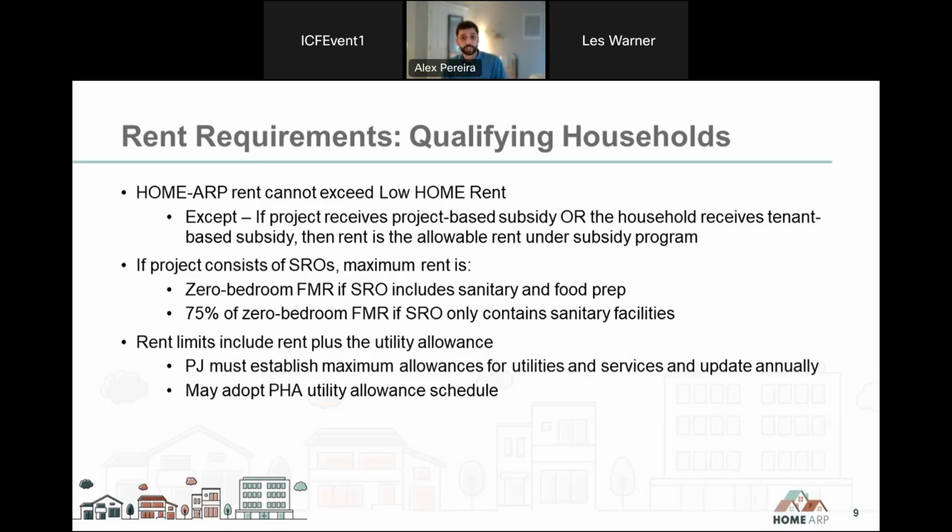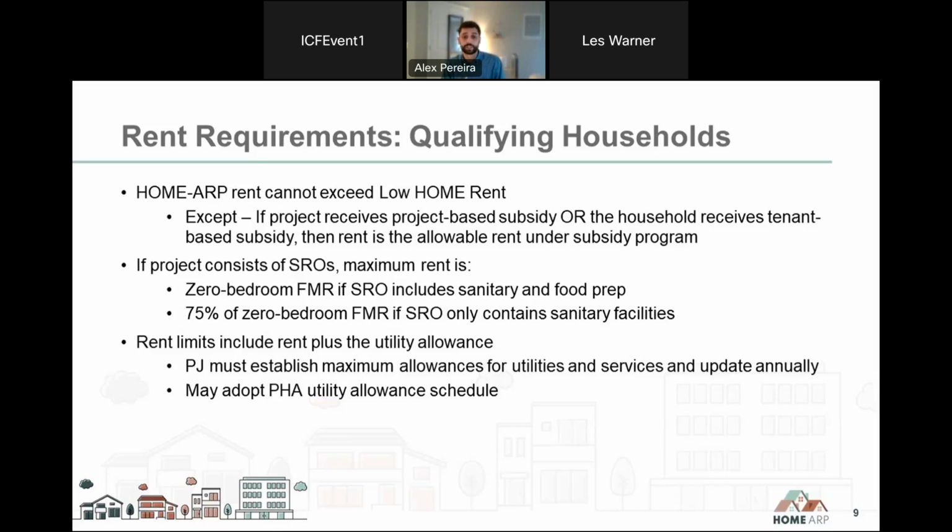This may be new to you because tenant-based subsidy doesn't typically apply in this way under other funding programs, but under HOME-ARP, you are allowed to raise the contract rent to meet tenant-based subsidy rent maximums.